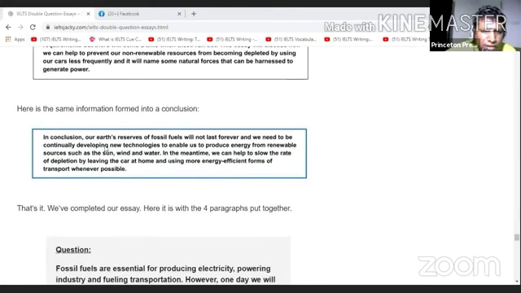In conclusion, our Earth's resource of fossil fuels will not last forever, and we need to be continually developing new ideas to enable us to produce energy from renewable sources such as the sun, wind, and water. In the meantime, we can help to slow the rate of depletion by leaving the car at home and using more energy efficient forms of transport whenever possible. It's the same idea, but in a different way, a different light. That's paraphrasing.